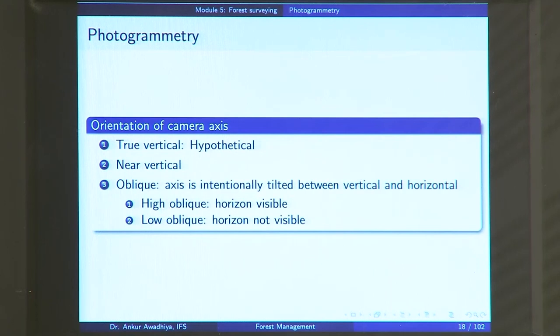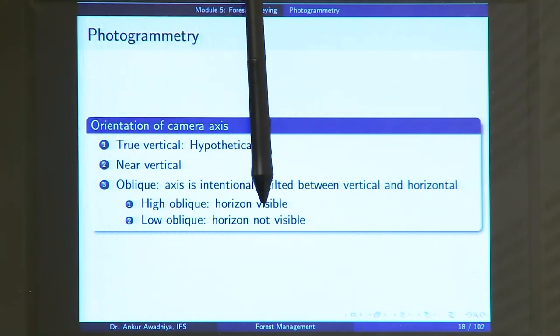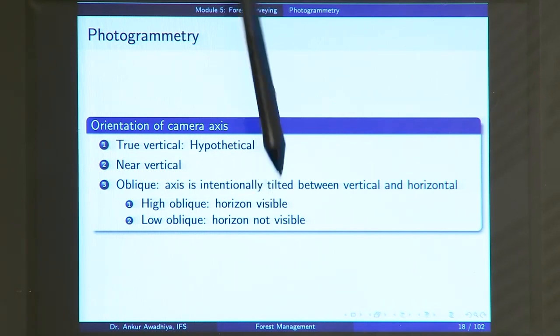Now, when we are talking about photographs, and especially from an aerial or a space platform, then we have different kinds of orientation of the camera axis. So, you can have a camera axis that is true vertical, which is mostly hypothetical, or near vertical. When we say near vertical, it means that the camera is directly looking down upon the earth. So, that is a near vertical image.